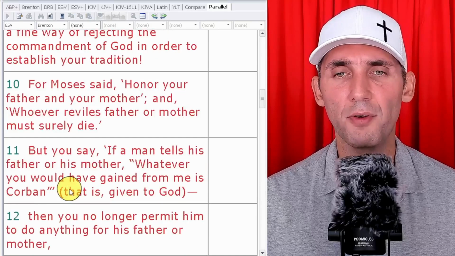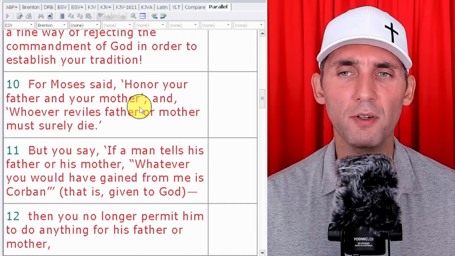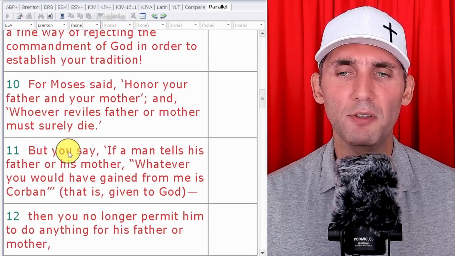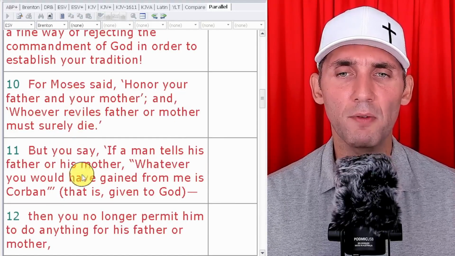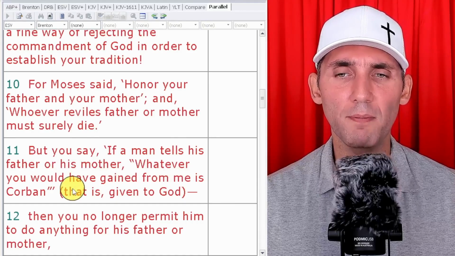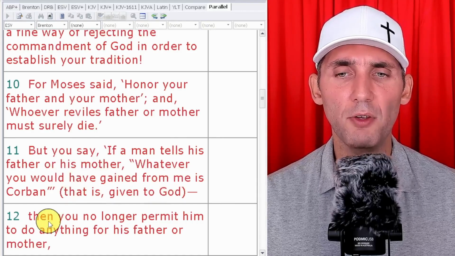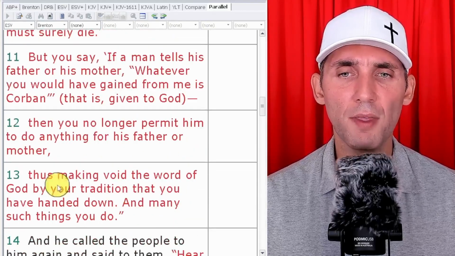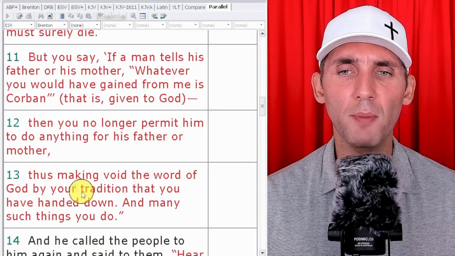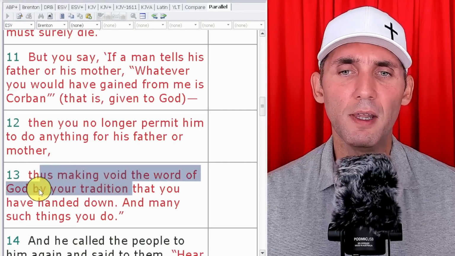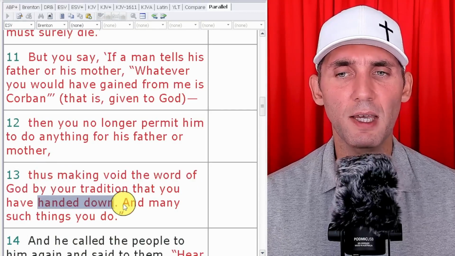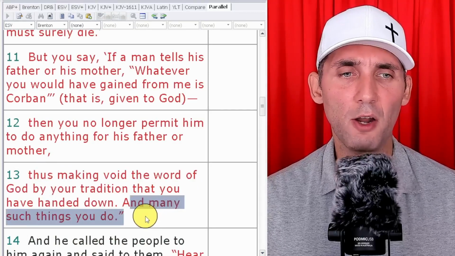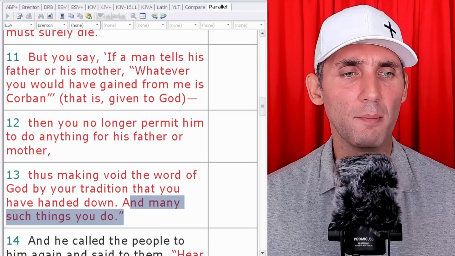Mark 7, verse 10 through 13, for Moses said, honor your father and your mother, and whoever reviles father or mother must surely die. But you say, if a man tells his father or his mother, whatever you would have gained from me is korban, that is given to God, then you no longer permit him to do anything for his father or mother, thus making void the word of God by your tradition that you have handed down, and many such things you do. So tradition is not always a good thing, folks.